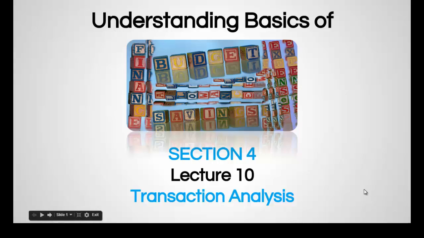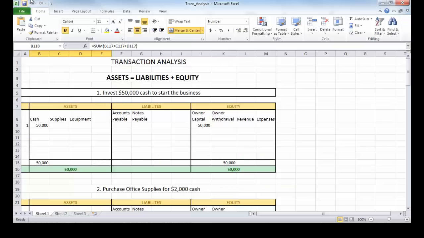In this lecture, we will continue to look at some more transactions and also see how the accounting equation maintains its balance. By now you must have memorized the accounting equation: assets equals liabilities plus equity. Now here we are going to look at some of the transactions and see how they impact the accounting equation.